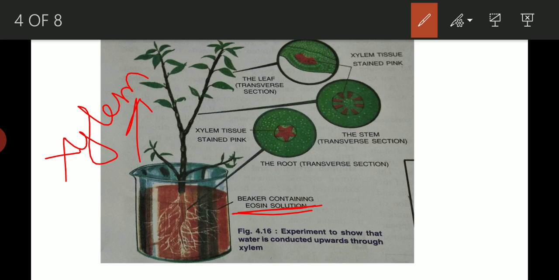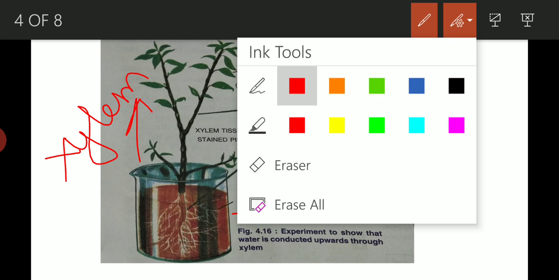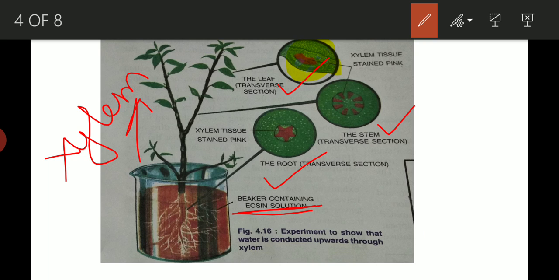After 3 to 4 hours, when we pull out the plant from the beaker, we again wash it in tap water. Then we cut a transverse section with a blade. We cut transverse sections of the root, of the stem and of the leaf. When we see all 3 transverse sections under the microscope, we will see that the xylem vessel appears distinctly red in color, in all 3 tissues, whether it's stem, root or leaf.